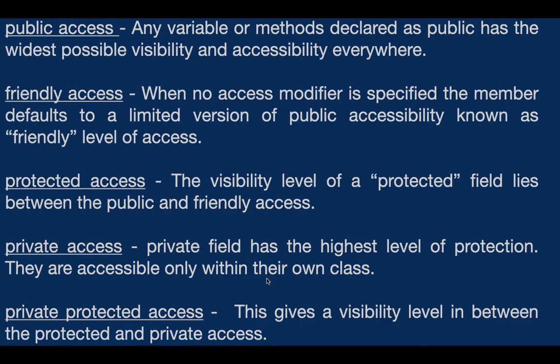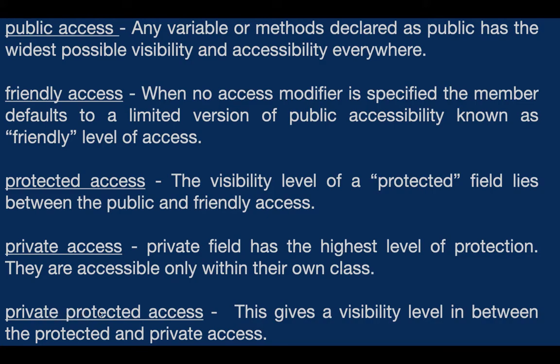So in the next slide, we'll see the chart. We'll come to know all about this. Private has the least access, or very restricted access, whereas public has the widest access. And there is one more, private protected. This gives a visibility level between protected and private. And as its name suggests, it is between the private and the protected.